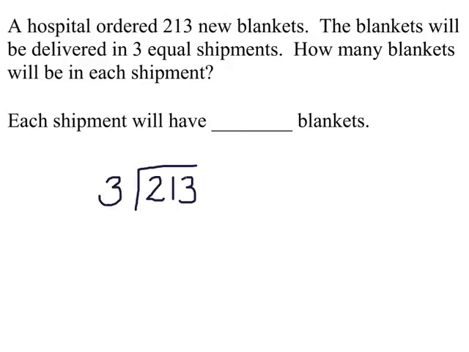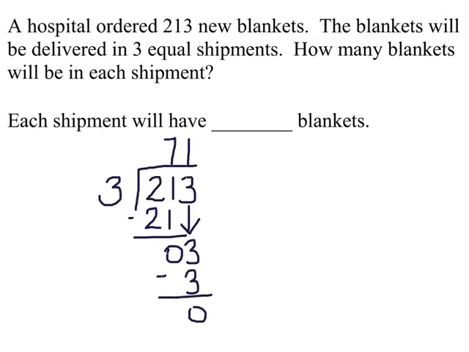Will 3 go into the 2? No. But will 3 go into 21? Yes. How many times? 7. 7 times 3 is 21. Subtract to see how close I got. And it's 0. I need to bring down my 3. How many times will 3 go into 3? It will go in there 1 time. And 1 times 3 is 3. Subtract and get 0. So how many blankets will be in each shipment? The answer would be 71 blankets in each shipment.